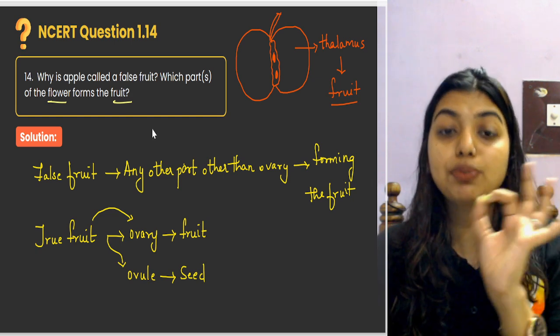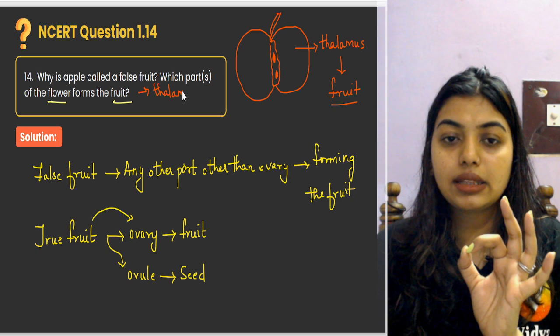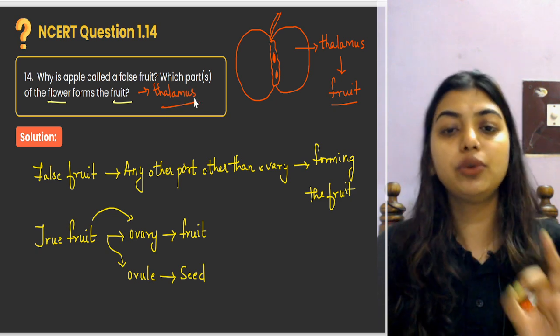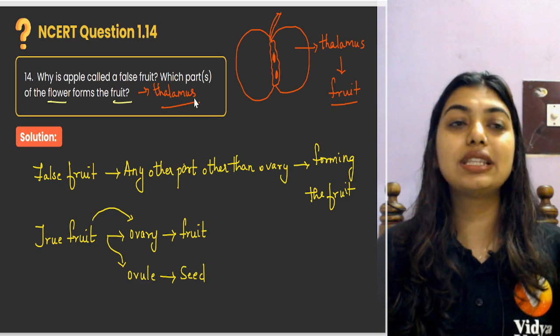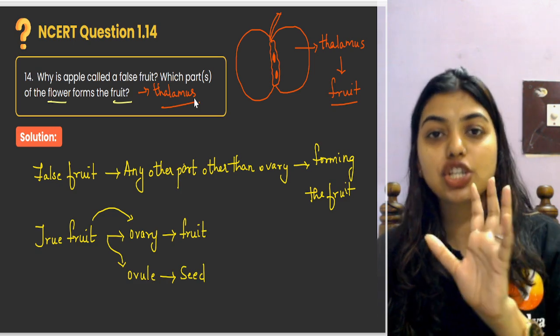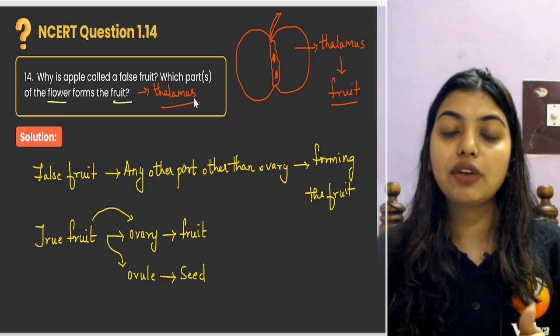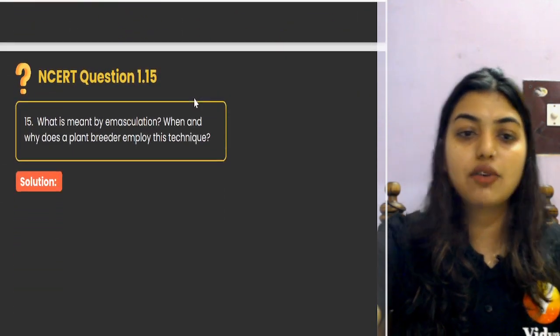They are asking which part of the flower. Thalamus. Okay, thalamus. Clear all of you? Okay, so why is apple called a false fruit? Because the thalamus develops into fruit and not the ovary, and because of which it is called a false fruit. Which part of the flower forms the fruit? The thalamus forms the fruit.